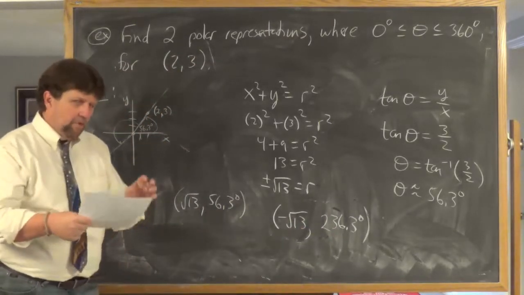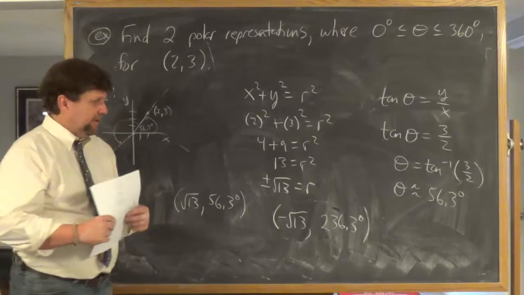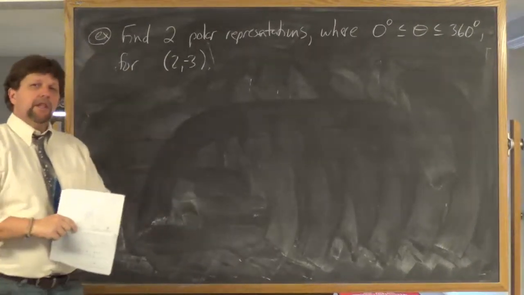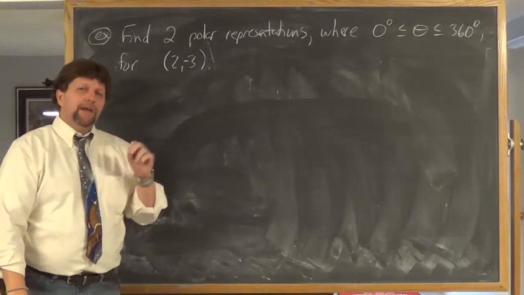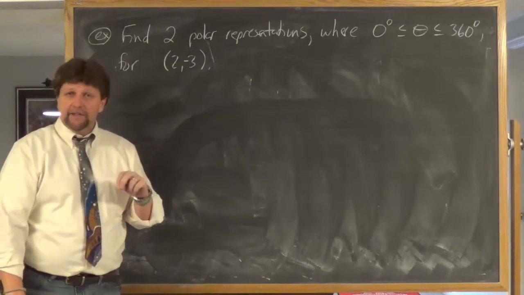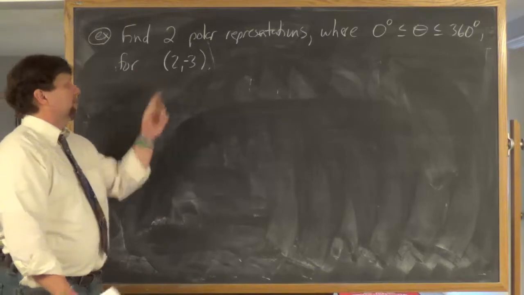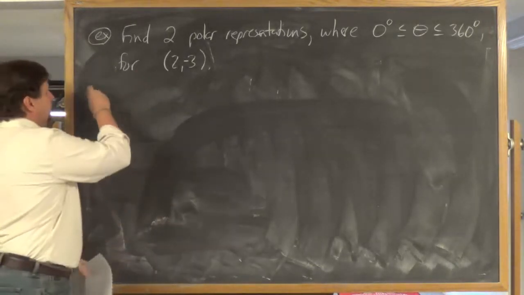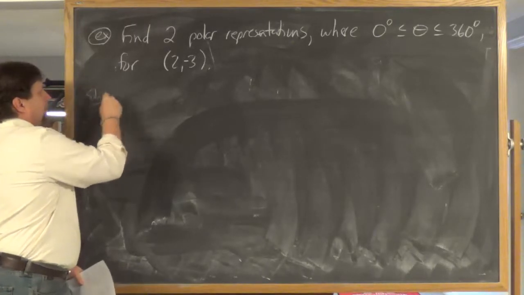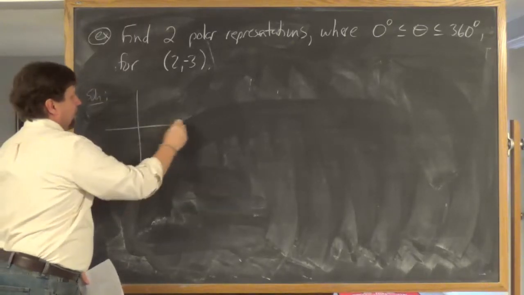Let's do one more that's just a little bit more involved. All right, folks, same directions as the last example. Let's find two polar representations where my angle theta is between 0 degrees and 360 degrees for the rectangular point 2, negative 3. First thing I would do is plot that rectangular point.